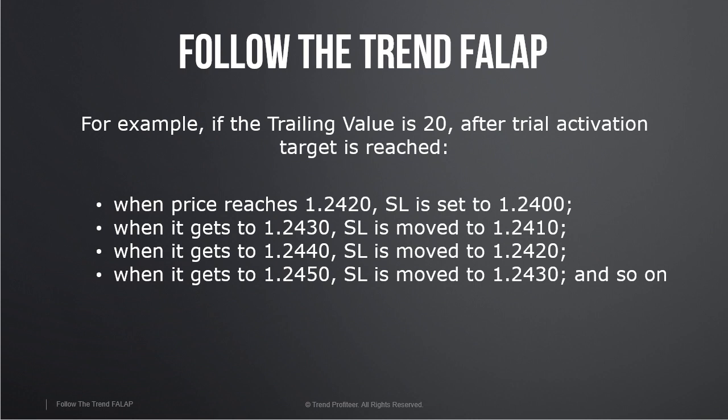When it gets to 124.30, then the stop loss is moved to 124.10. When it moves to 124.40, the stop loss is moved to 124.20. When it moves to 124.50, it moves to 124.30, and so on. So what it does is, every time the price moves half of the value of 20, then the trailing stop is moved 20 pips from that current price.